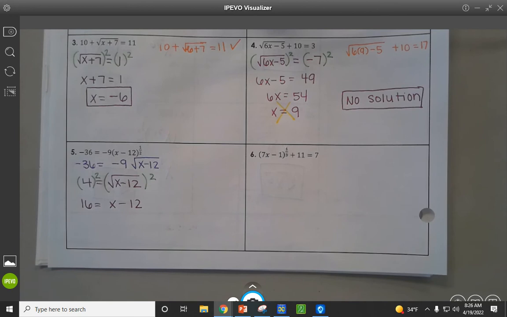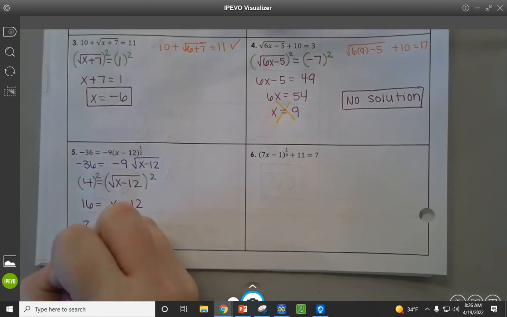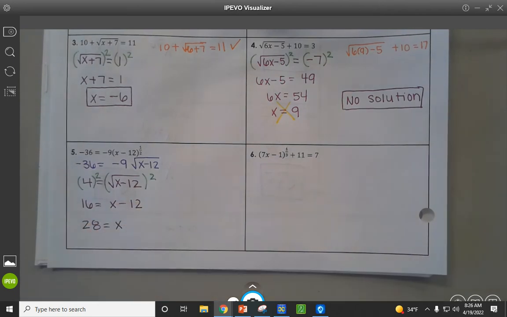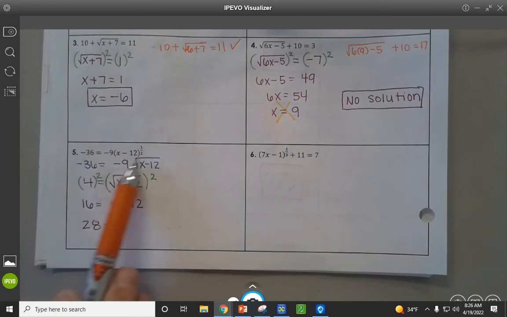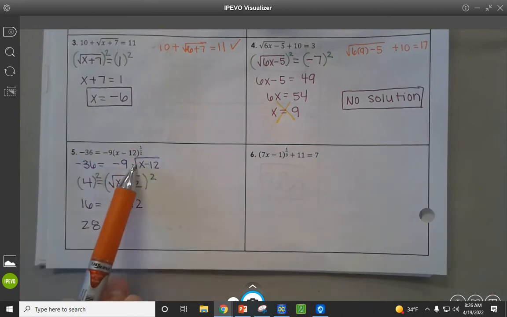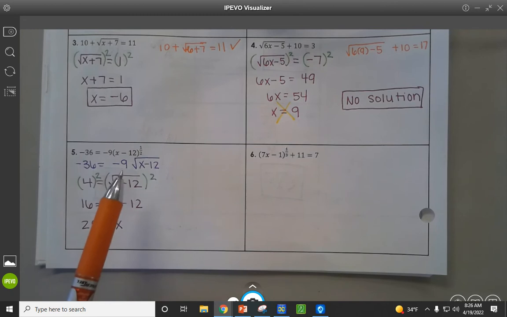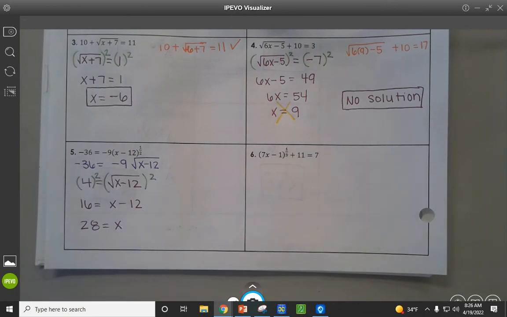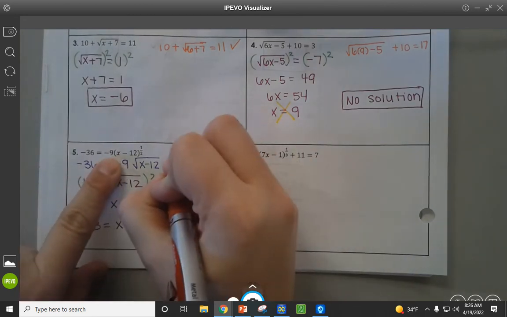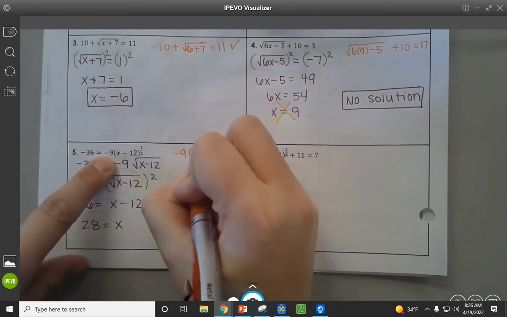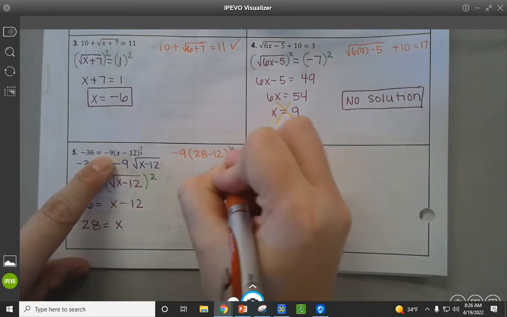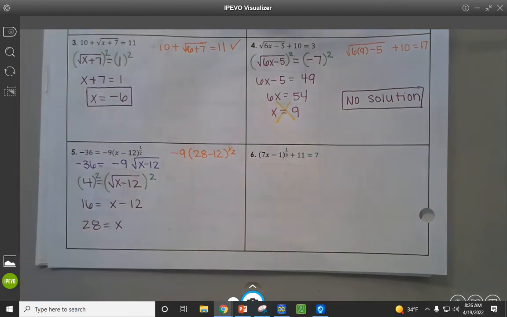We'll go back and check. Now when we check, we're going to do exactly as the original problem is. Technically the square root's the same thing, but it's always good to go back to your original. And so I'm going to type in over here, negative 9, 28 minus 12 to the 1/2 power. And we want that to be equal to negative 36. And we do get negative 36.